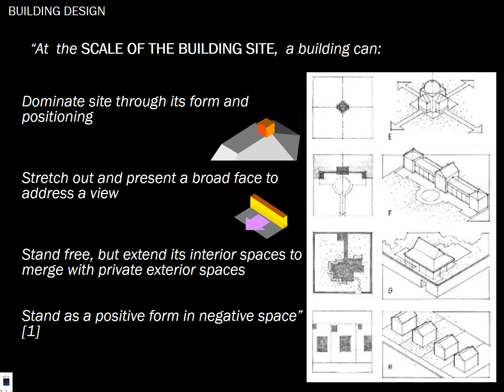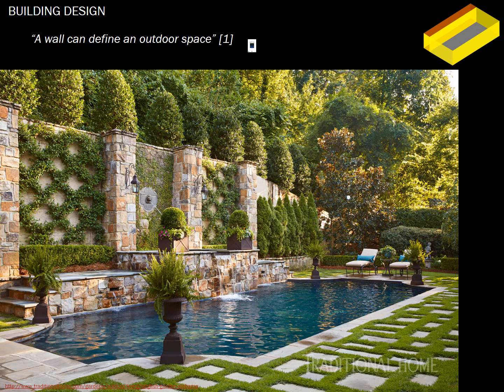At the scale of the site, a building can dominate the site through its form. It can stretch out and present a broad face to address a view. It can stand free within its site, but extend its exterior space to merge with private exterior space. And it could stand as a positive form in a negative space. So here are some examples of these forms.